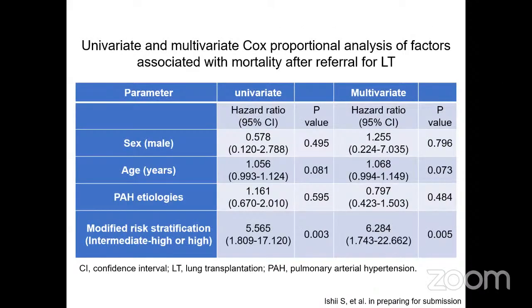In fact, multivariate Cox proportional hazards analysis revealed that intermediate high or high risk in modified risk stratification was an independent prognostic factor after referral for lung transplantation. We think patients with intermediate high risk in modified risk assessment should be listed for lung transplantation.